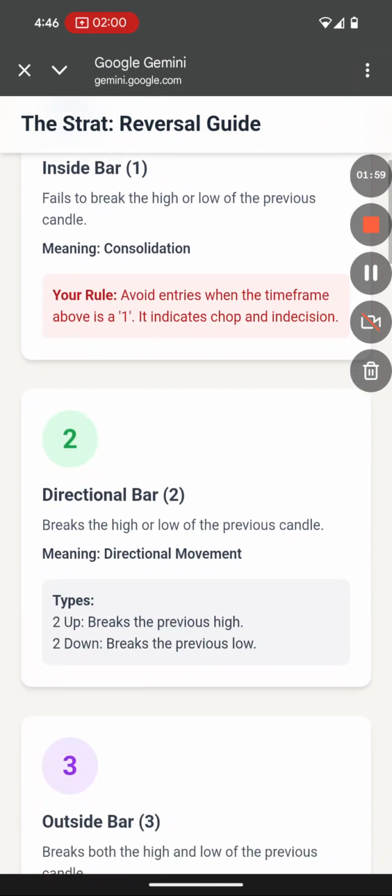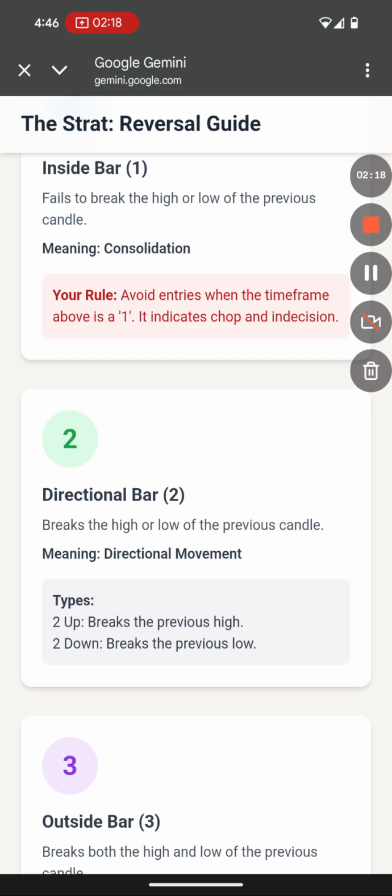Then we got the twos. We got the directional bars. This means that on the previous candle, this candle did break either up or down. If it breaks the high of the previous candle, it's called a 2 up. And if it breaks the low of the previous candle, it's called a 2 down.